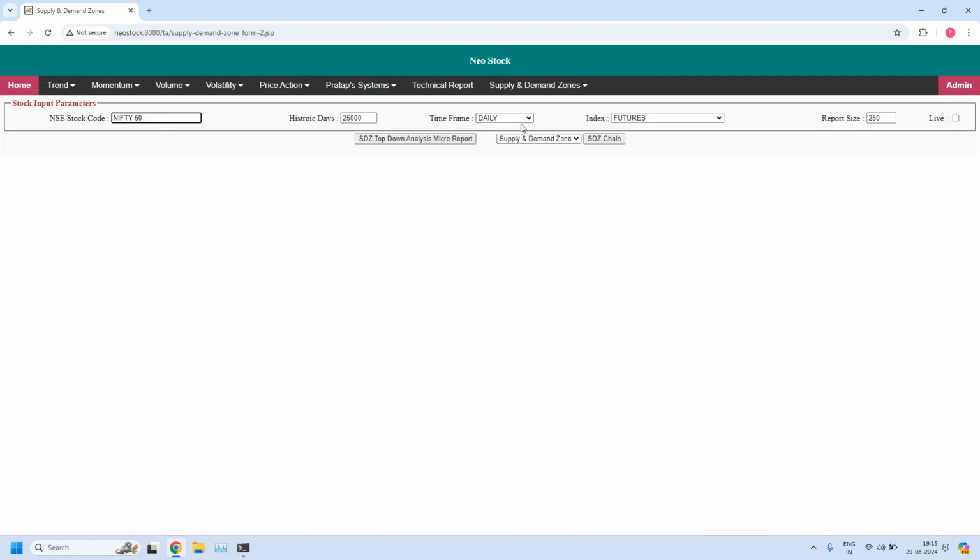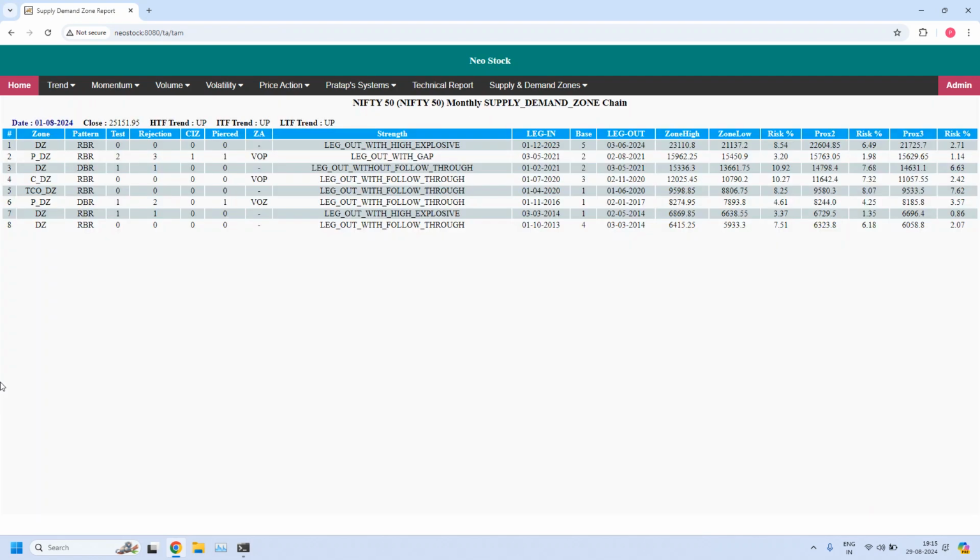First let's start with NIFTY, starting from the monthly time frame. I am generating the monthly supply demand zone chain for NIFTY. And a few instructions: always look into the zone column to find the high liquidity zones. Look into the pierced column. If the pierced count is not 0, that means the zone is pierced. And the remaining columns you can understand.